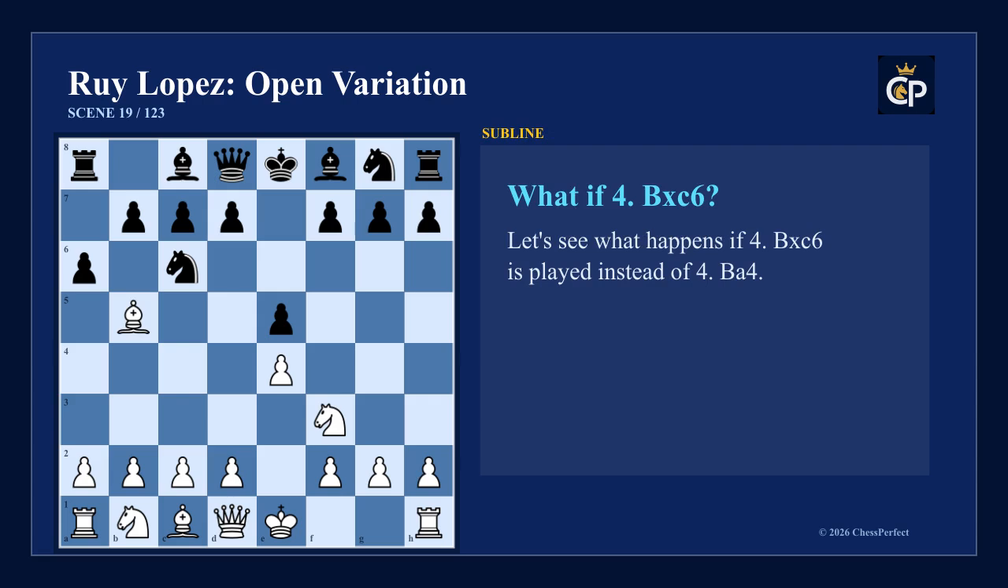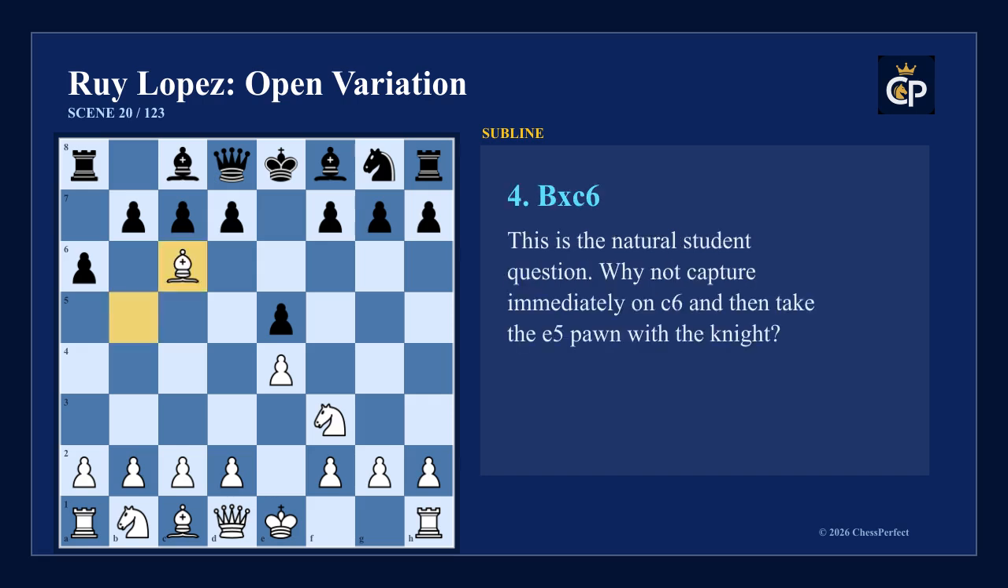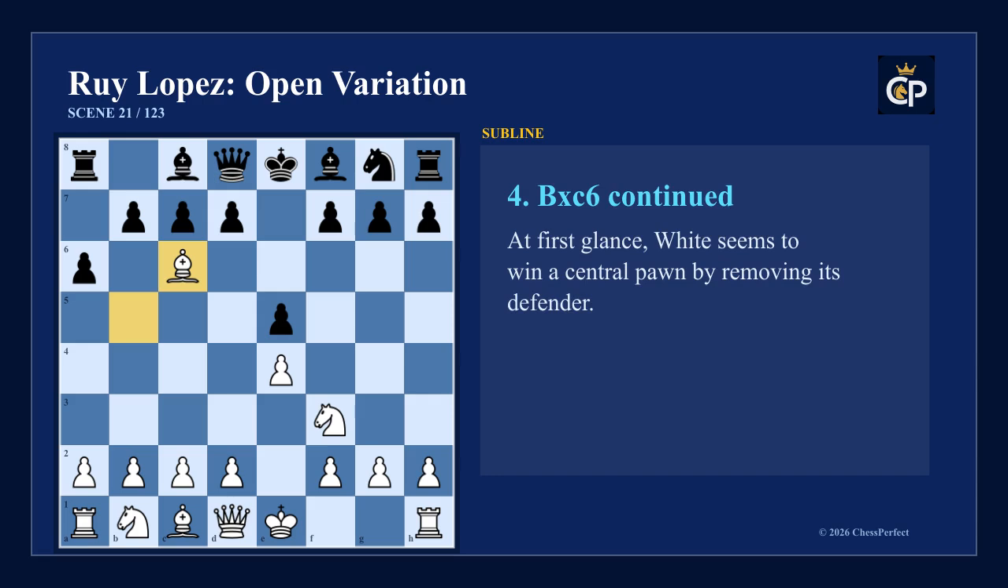Let's see what happens if bishop takes c6 is played instead of bishop a4. Bishop takes c6. This is the natural student question. Why not capture immediately on c6 and then take the e5 pawn with the knight? At first glance, White seems to win a central pawn by removing its defender.